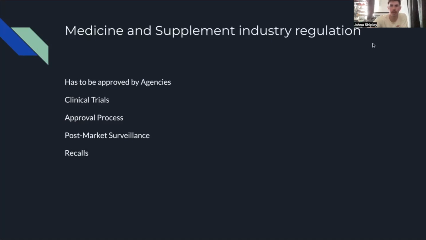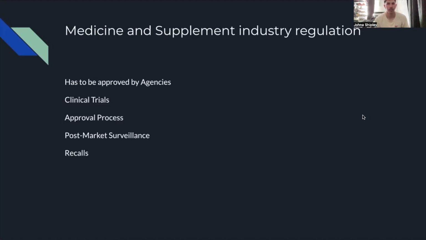Medicine and supplement industry regulation. This is what they do right now for regulation. It has to be approved by agencies, clinical trials, approval process, post-market surveillance, and recalls. Honestly, I feel like it's pretty fair how it is right now because it goes through trials and things like that. There are phases, like 6 phases, and they're year-long phases to really study and understand the drug. So I feel like they pump them out as they should.